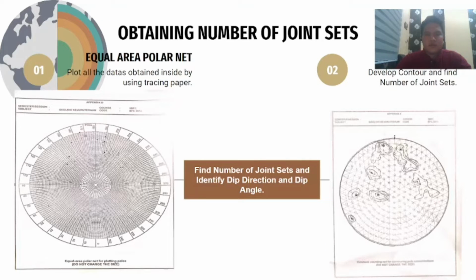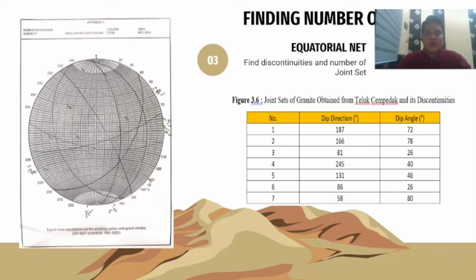There is a number of joint sets; identify the dip direction and dip angle. So next, finally we have 7 joint sets. First: dip direction 187, dip angle 72. Second: 166, 78. Third: 181, 26. Fourth: 245, 40. Fifth: 131, 46. Sixth: 86, 26. Seventh: 58, 18.